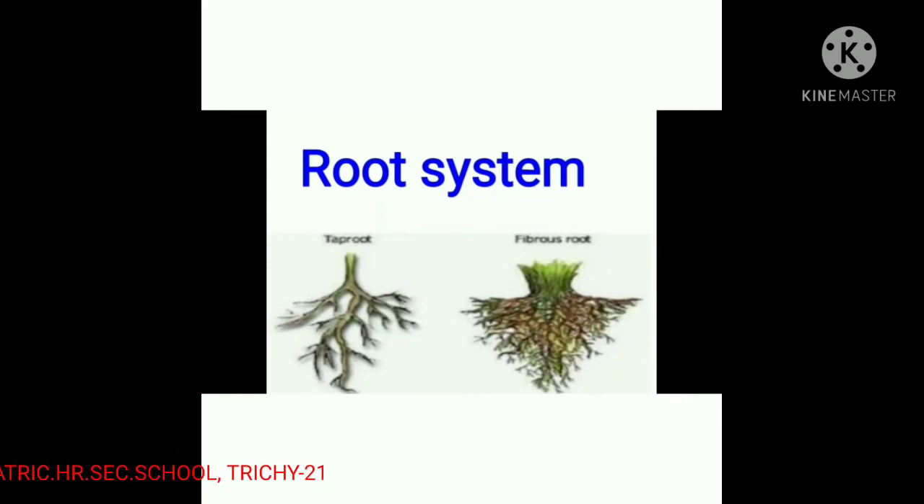Root system. The underground part of the main axis of a plant is known as root. It lies beneath the surface of the soil. Root has no nodes and internodes. It has a root cap at the tip. A tuft of root hairs is found just above the root tip. Roots are positively geotropic in nature.